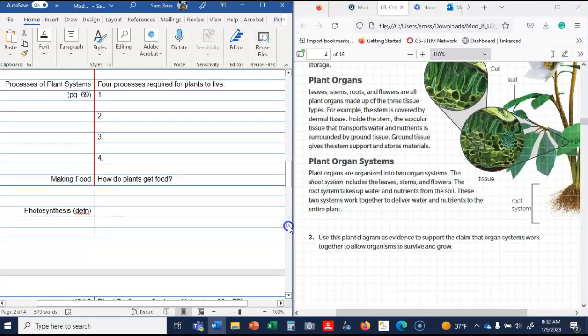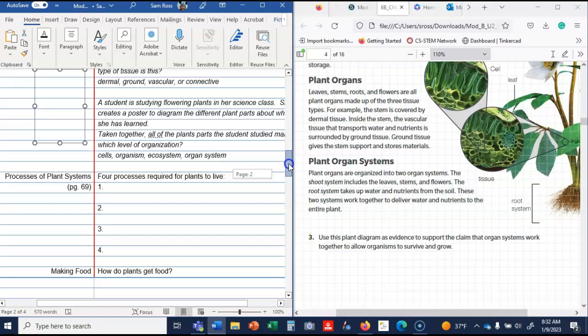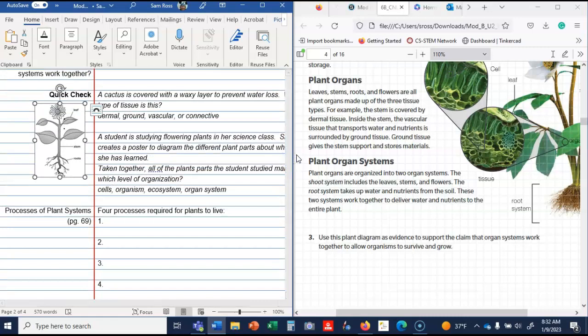Okay, and then we come to our first quick check. Let's go back up. A cactus is covered with a waxy layer to prevent water loss. Which type of tissue is this? It is dermal tissue. Let me click that, dermal tissue.